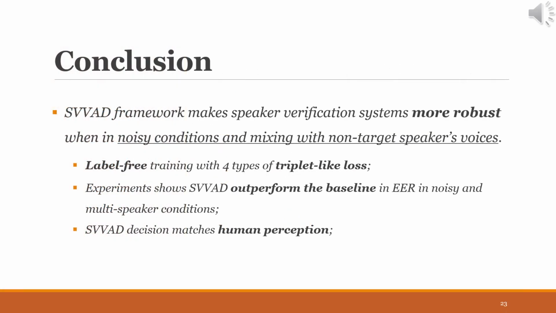So in conclusion, we demonstrate that our SVVAD framework can make speaker verification systems more robust in noisy conditions and when mixed with non-target speakers' voices. We designed a label-free training method with 4 types of triplet-like losses. The experimental results show that our SVVAD framework outperforms the baseline in EER in noisy and multi-speaker conditions. The 2 audio samples show that the decisions of SVVAD match human perception.